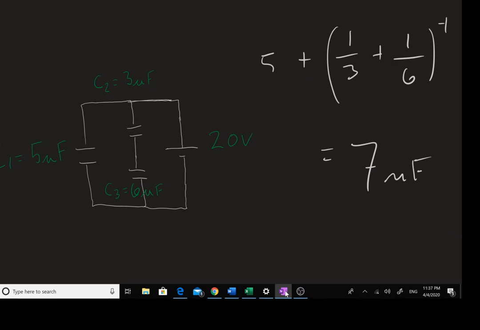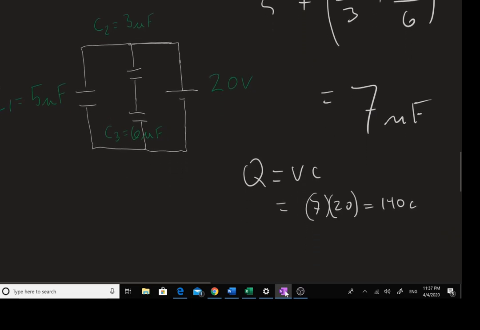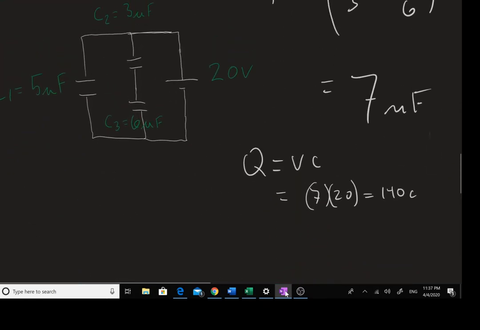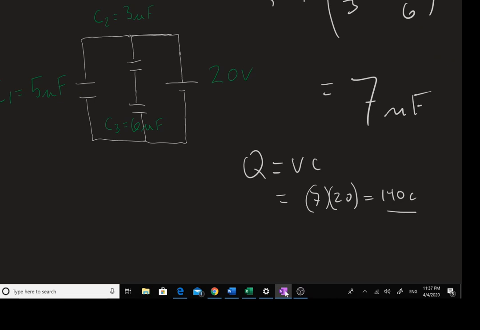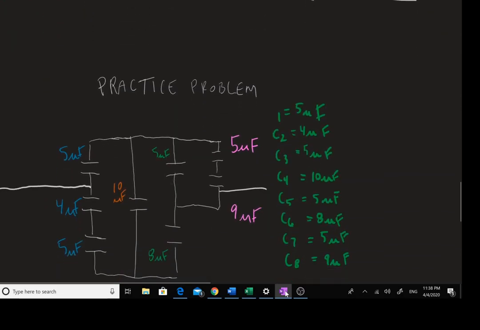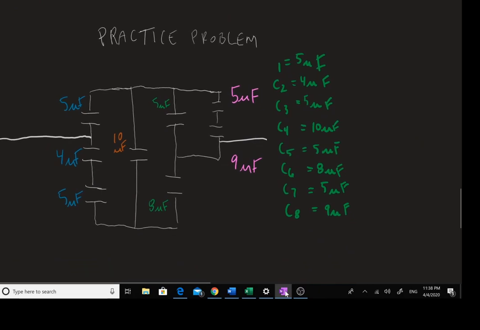And if you want to know the whole charge of this system, then knowing that charge is equal to voltage times capacitance, we just multiply 7 by 20. So that's 140 coulombs. And sorry, it would be 140 coulombs if these were just farads. So 140 coulombs.